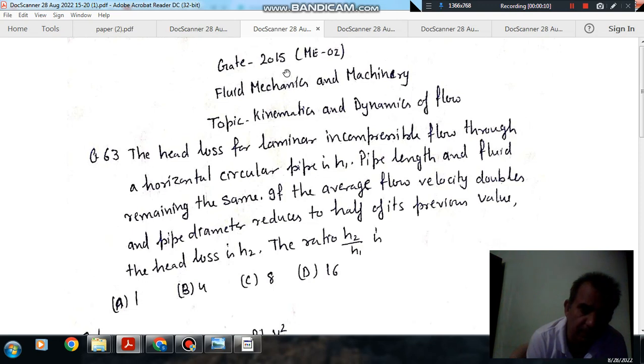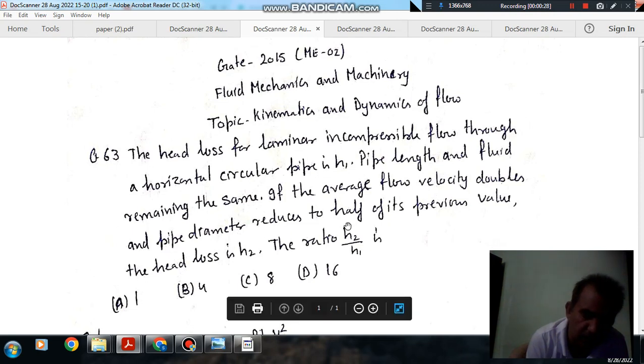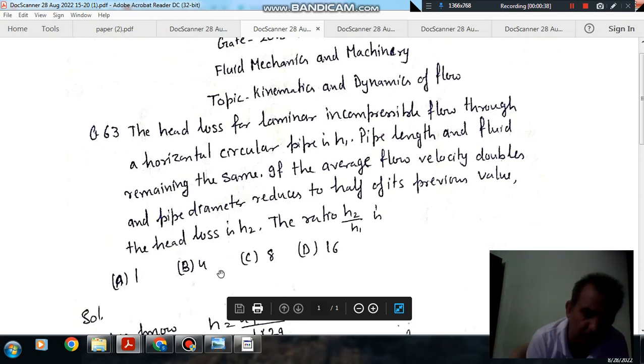Question number 63 from GATE 2015 ME-02: The head loss for laminar incompressible flow through a horizontal circular pipe is H1. The pipe length and fluid remain the same. If the average flow velocity doubles and the pipe diameter reduces to half of its previous value, the head loss is H2. The ratio H2 by H1 is: option A 1, option B 4, option C 8, and option D 16.